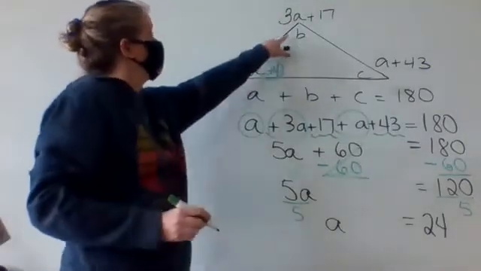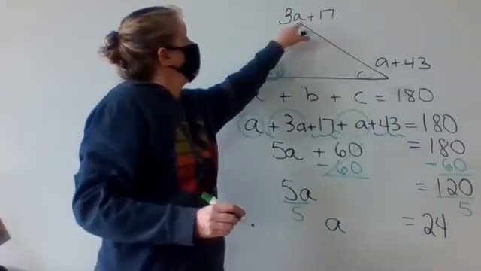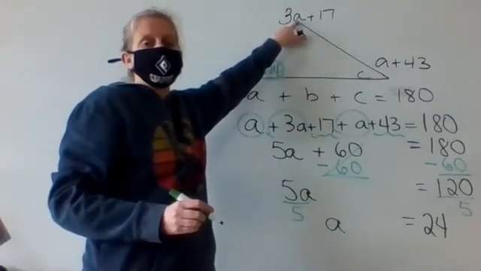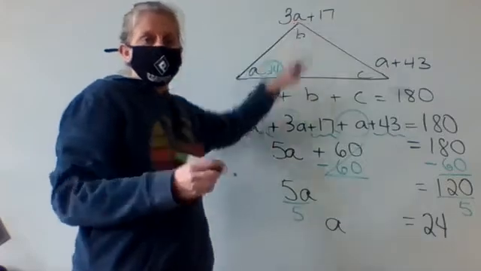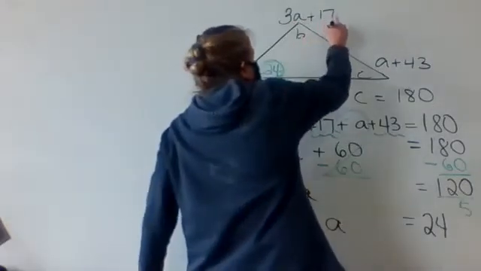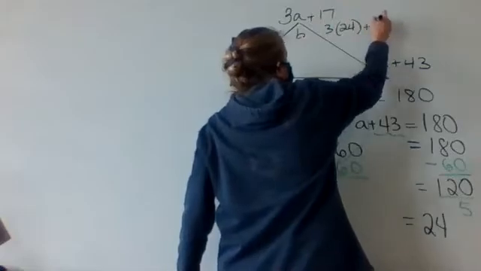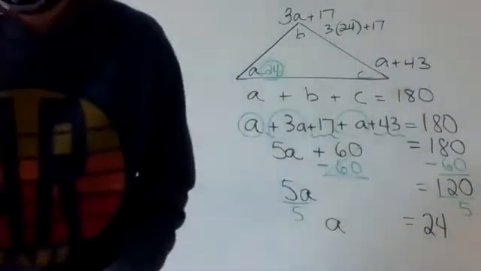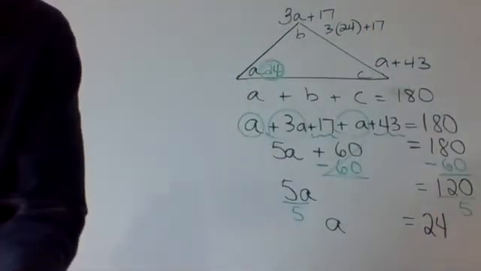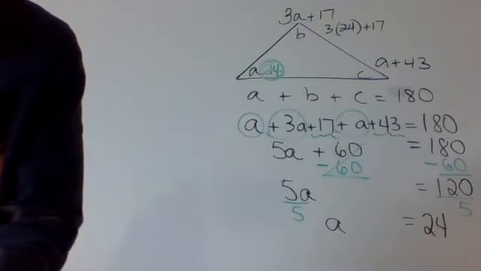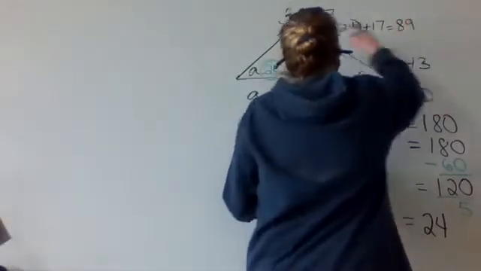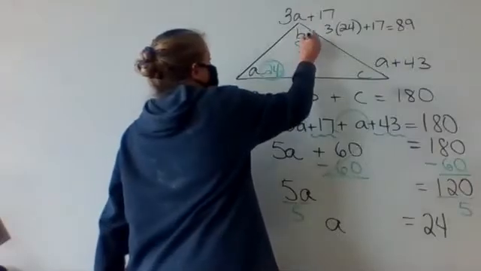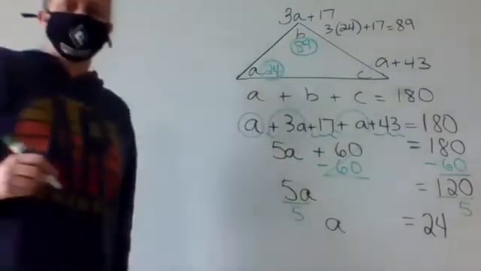From knowing this, since they told me angle B is 17 more than 3 times angle A, now I just need to put that 24 in this A spot. So I'd have what? 3 times 24 plus 17, which gives me 89. So now I know that angle B is 89.